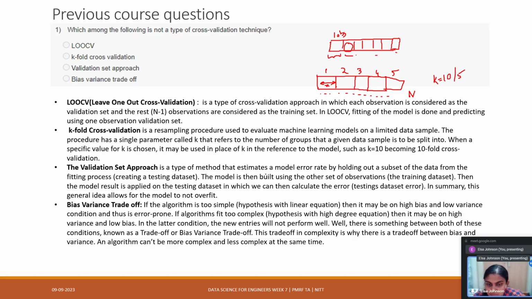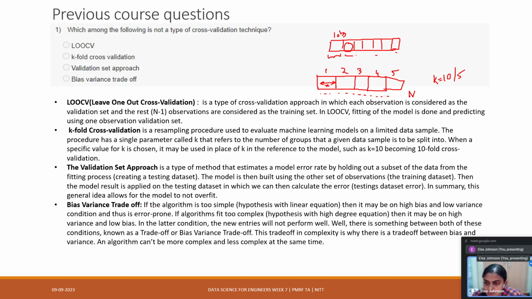The next one, validation set approach. It's a method that estimates a model's error rate by holding out a subset of data from the fitting process. This means separately creating a testing data set, or creating train, validation and test sets from the data. You split the data first into 3 different data sets, and then use those observations to evaluate. So that is the validation set approach.